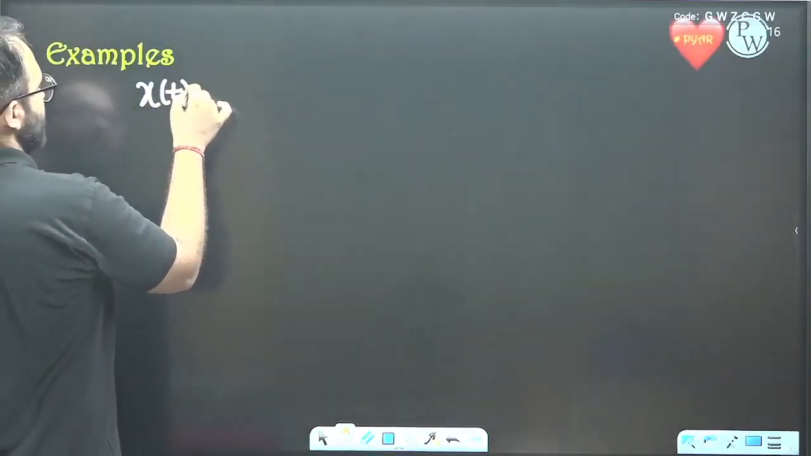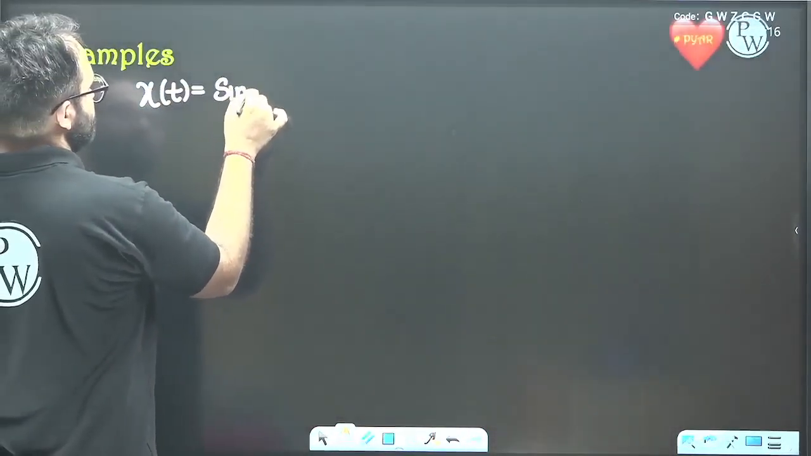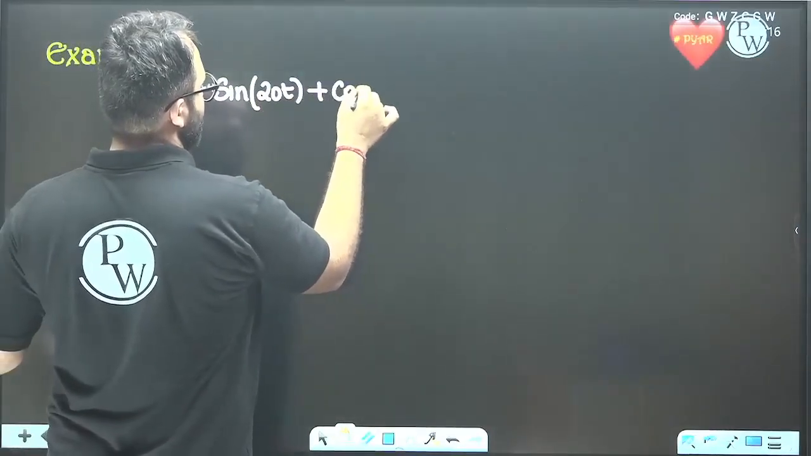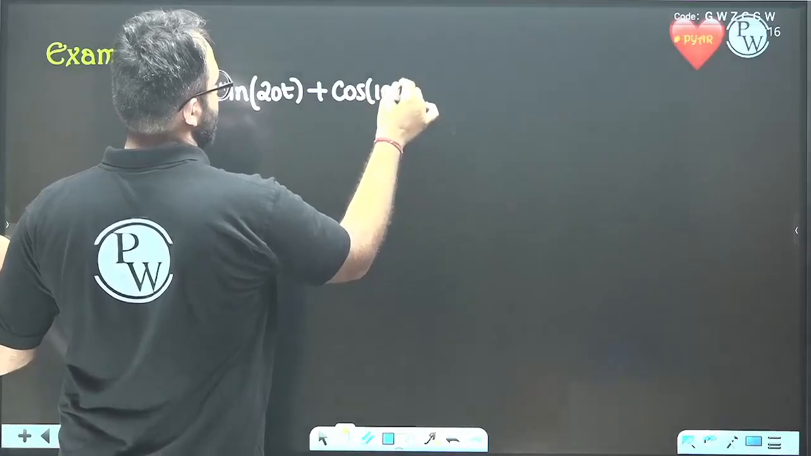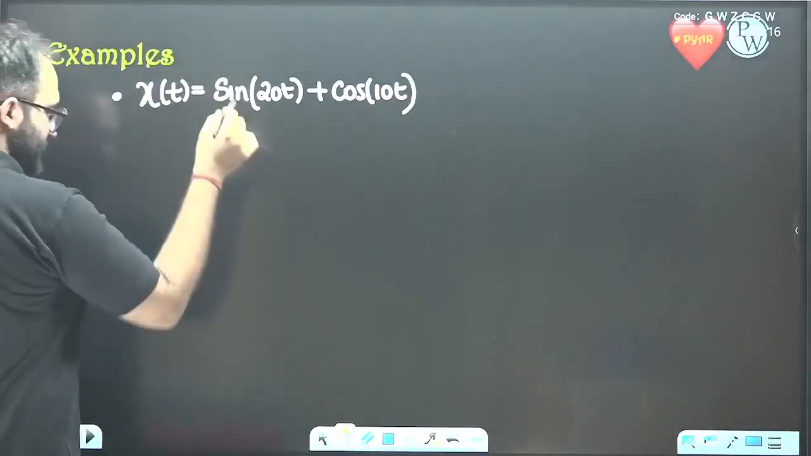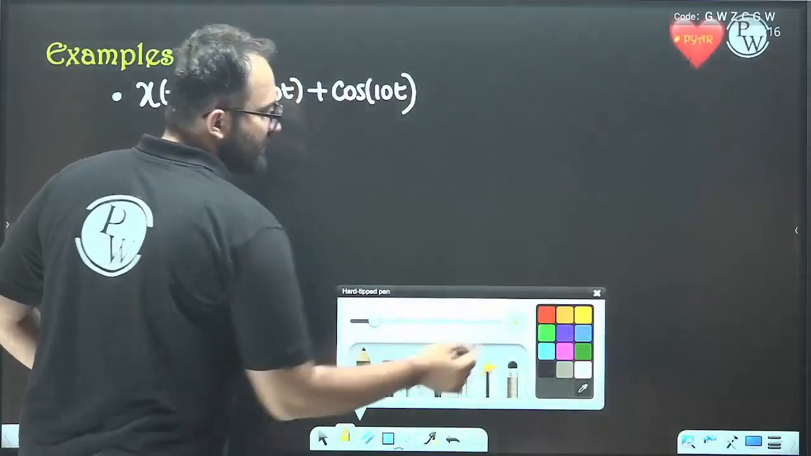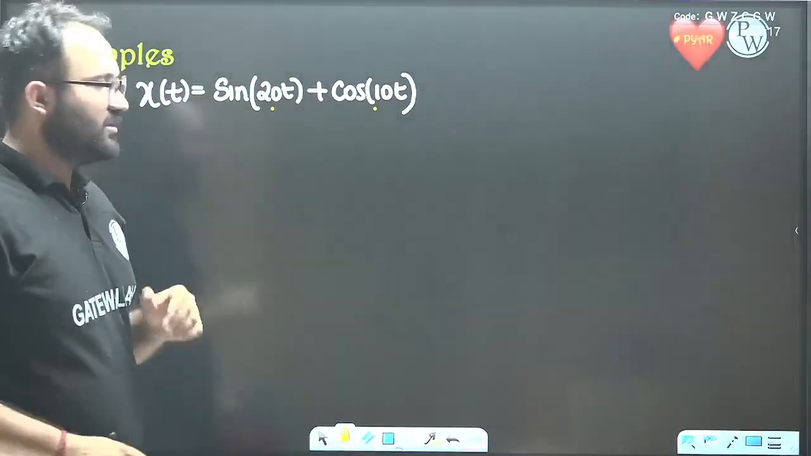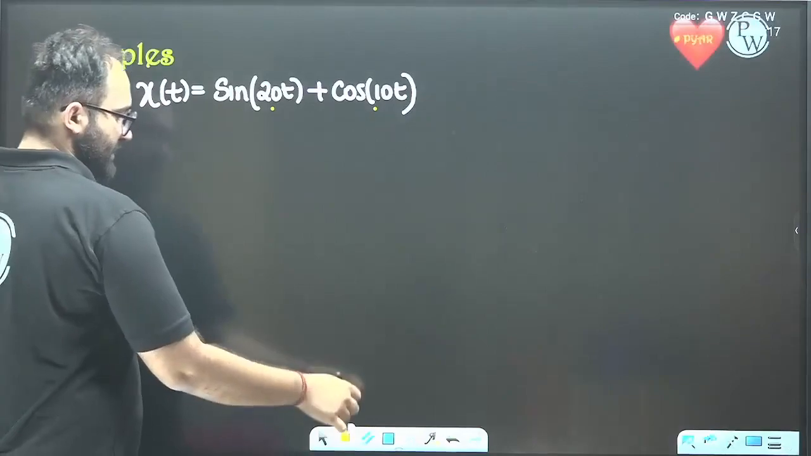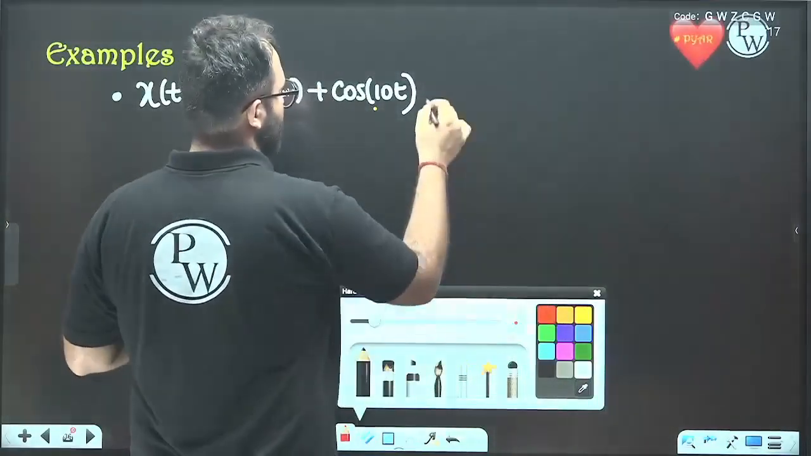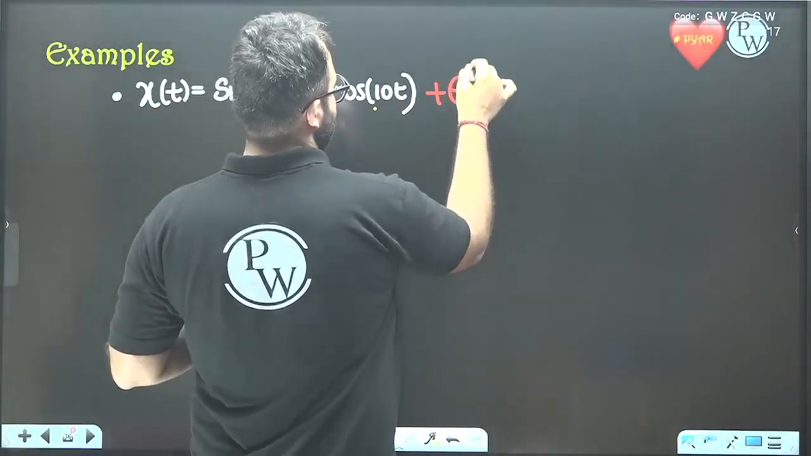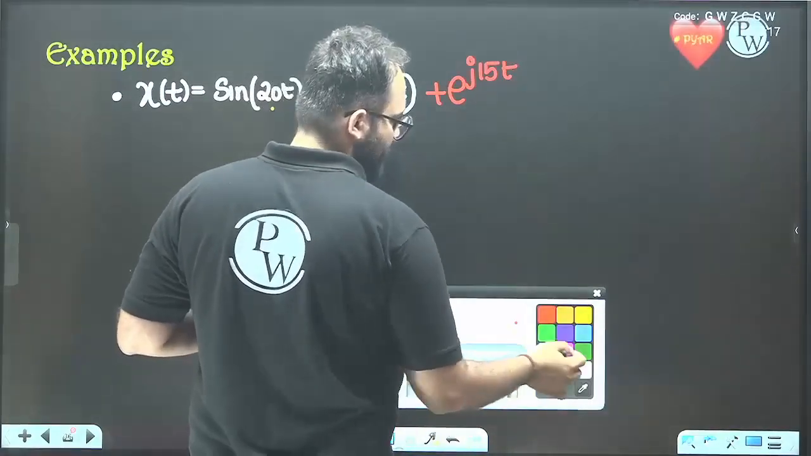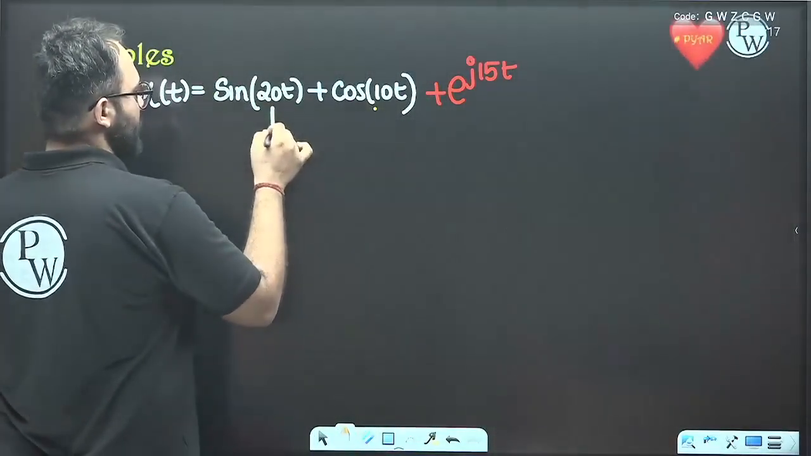For example, x(t) is equal to sin 20t plus cos 10t plus e to the power j 15t. Okay. So yes, all the individual signals are periodic. This is always periodic, this is always periodic, and this is also always periodic. Now let us find out the period.